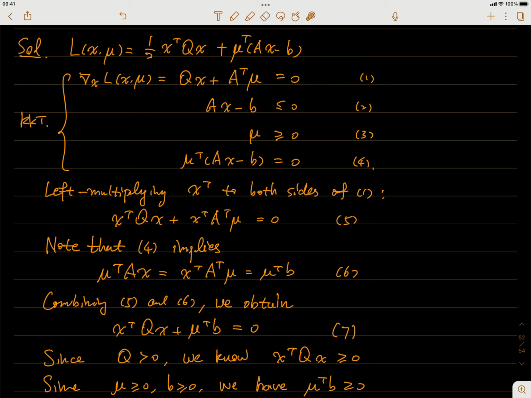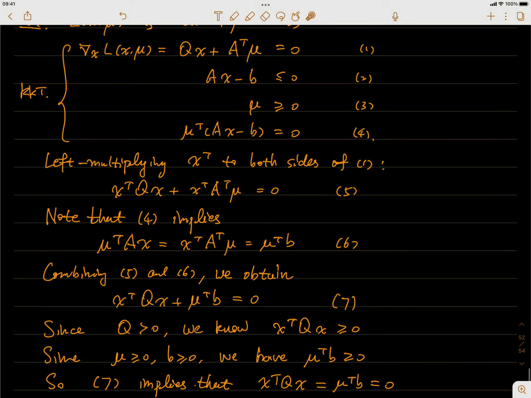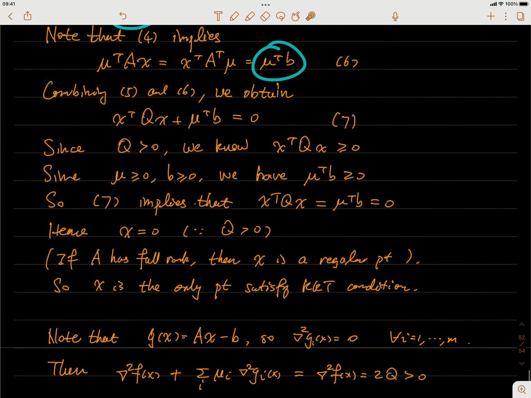Remember that it's a vector on the left and right. What I can do is multiply by x transpose, the row vector, and I will get this equal to the scalar 0. Then for equation 4, this is equal to this, because it is the inner product of mu and Ax, so I can change their order and the value doesn't change. On the other hand, this should be equal to mu transpose b on the right. So combining 5 and 6, we see that this plus this should be equal to 0. That's how I got this 7.